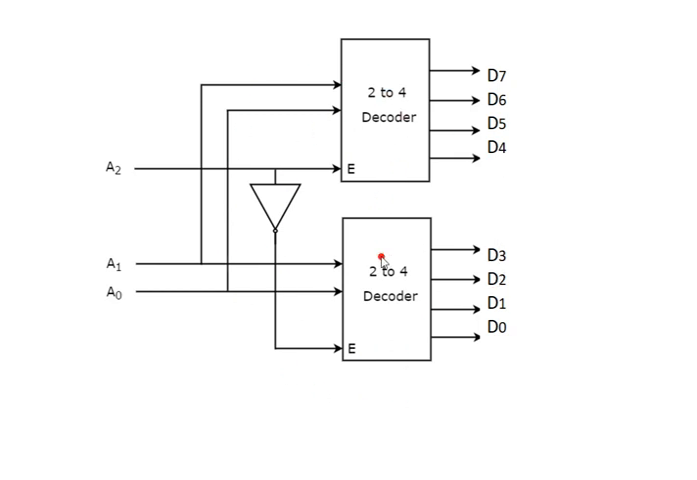I have taken two 2 to 4 decoders here. This is the first decoder, this is the second decoder. Based on these two, I need to derive the 3 to 8 decoder circuit. This is the block diagram for a 3 to 8 decoder using 2 to 4 decoders. We know 2 to 4 decoders have only 2 inputs.